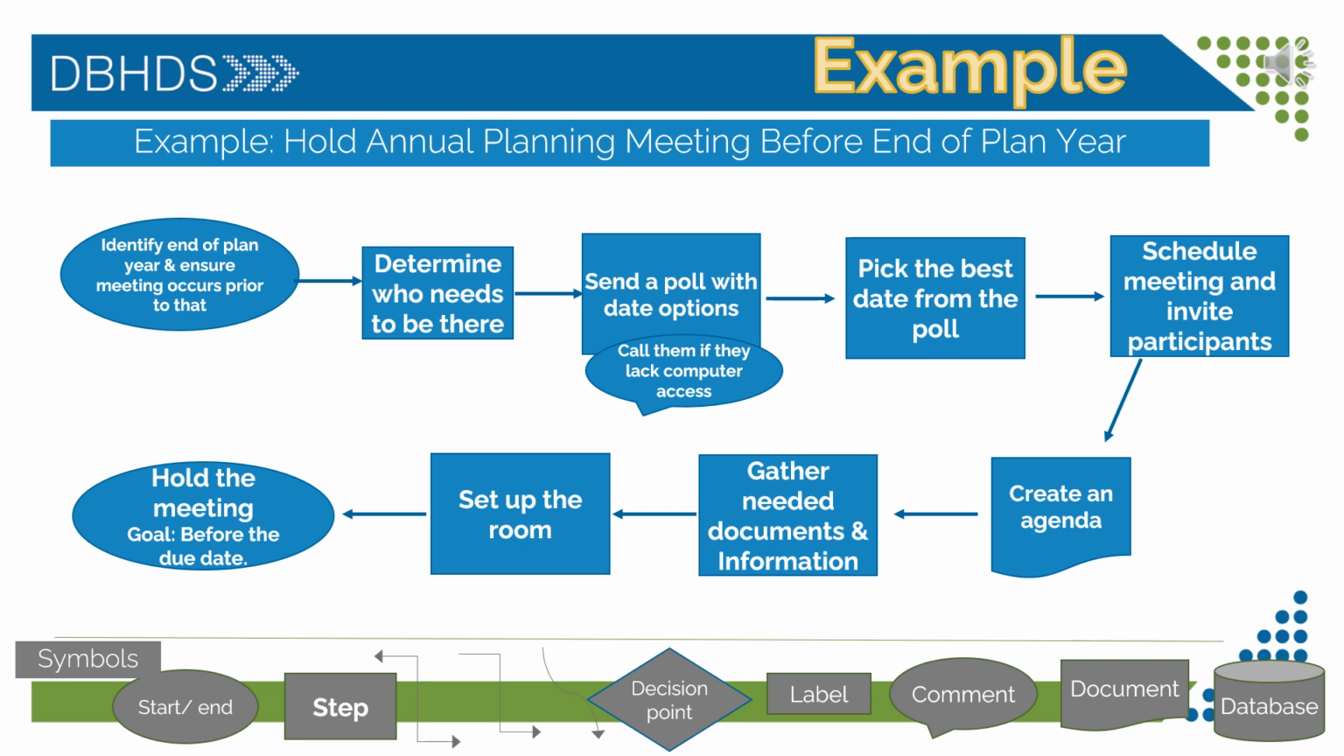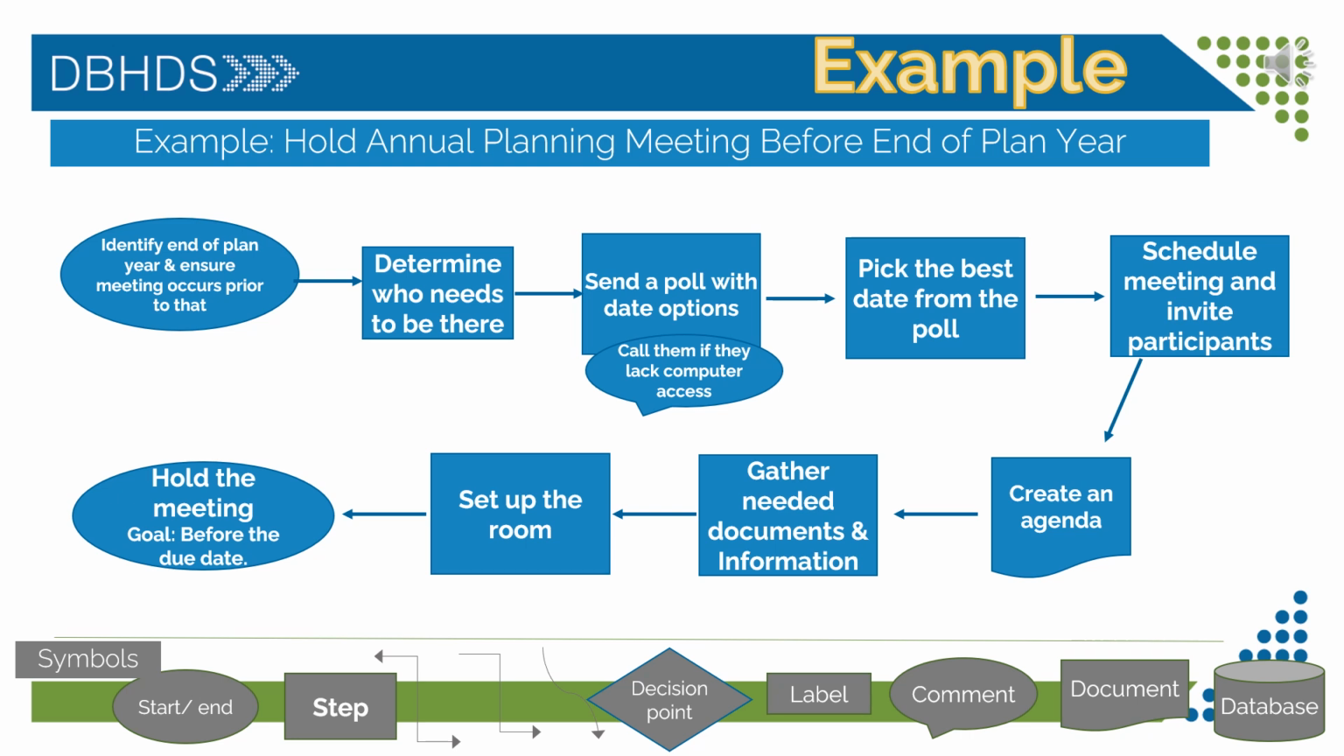You can see the beginning of our process starts with identifying the end of the plan year to ensure the meeting occurs prior to that. Then we're going to determine who needs to be there. We're going to send a poll with some date options.